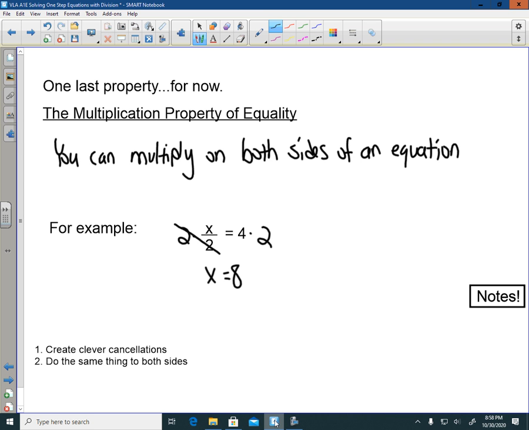really, this is fine. Now we can also check this, because we can take this 8 and plop it right back in there for x, and ask ourselves, is 8 divided by 2 equal to 4? Well, yes, it is. And so we know 8 is the correct answer. So that's what it looks like.